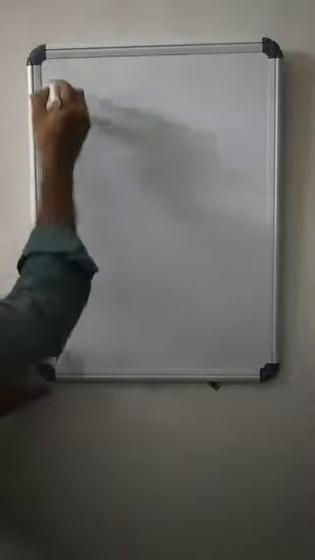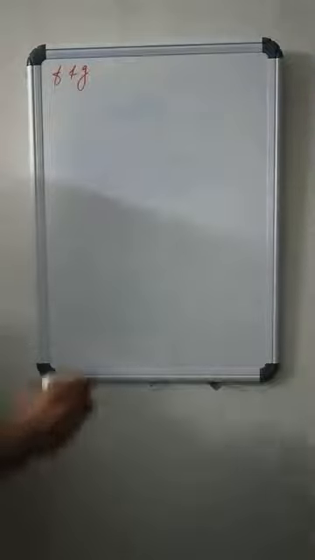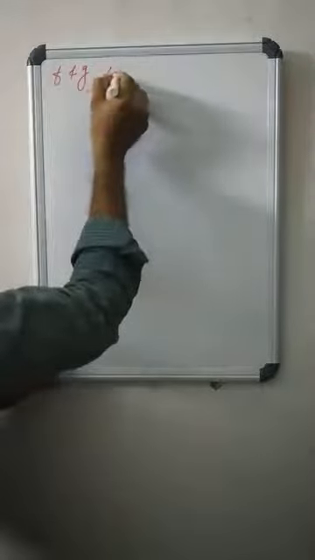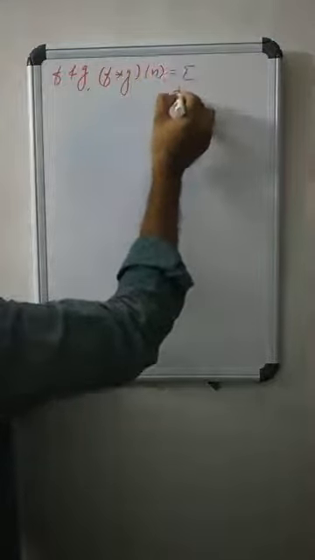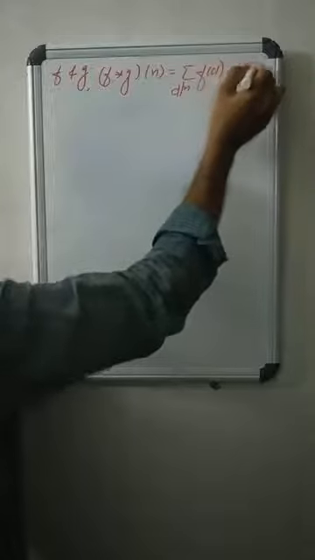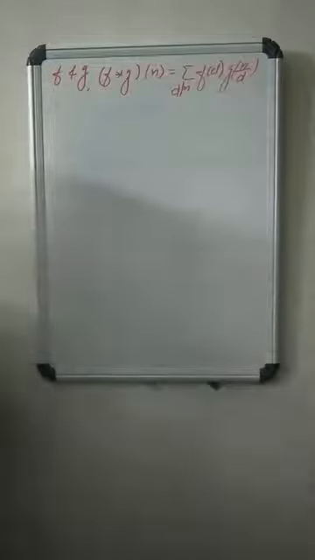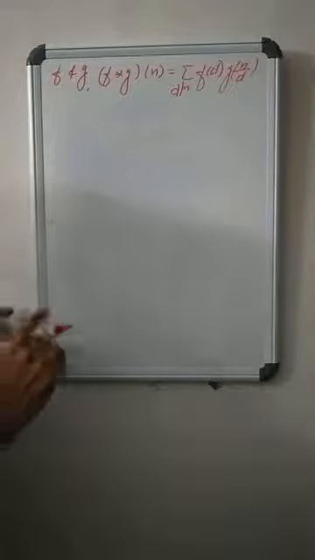In the previous class, we discussed the Dirichlet product of arithmetic functions. It is defined as follows: f and g are any two arithmetic functions. Then their Dirichlet product is defined as (f star g)(n) equals the sum over d dividing n of f(d) times g(n/d). So this is the Dirichlet product of any two arithmetic functions. Now let us discuss the properties of the Dirichlet product.